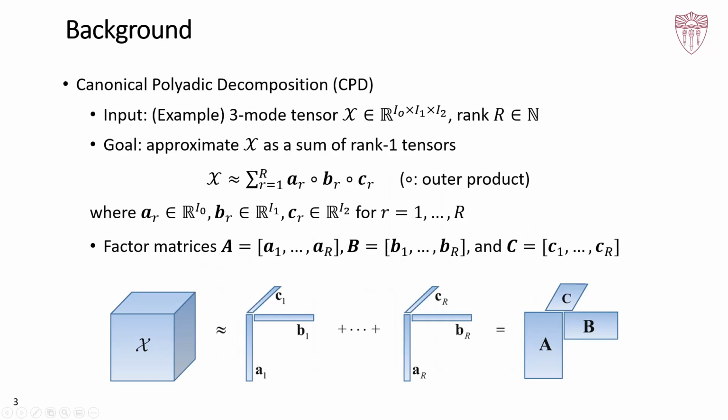Canonical polyadic tensor decomposition can be seen as an approximation of an original tensor as a sum of rank 1 tensors. In this figure, we have shown a 3-mode tensor which we decompose into 3 rank 1 tensors. And at the end, we concatenate all of the rank 1 tensors along each of the modes, which finally outputs 3 matrices, one along each mode.